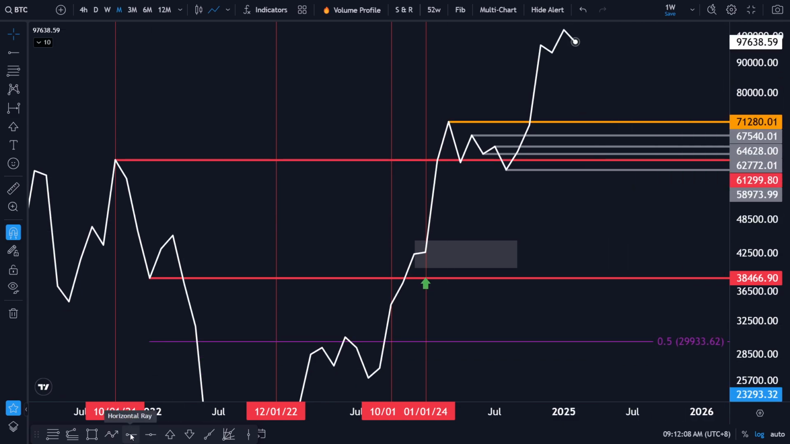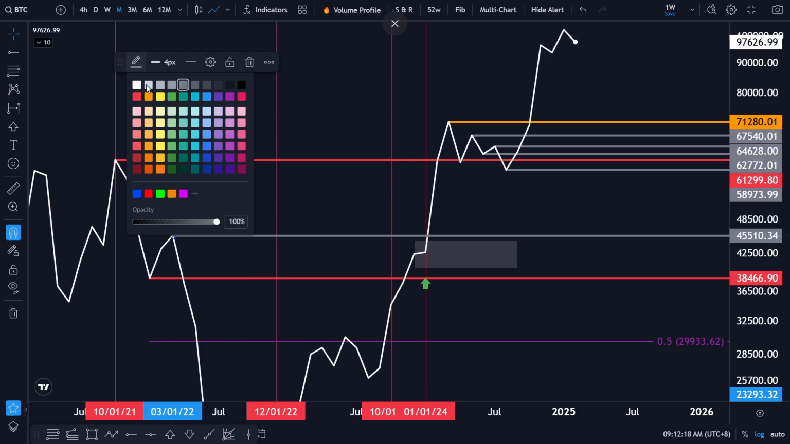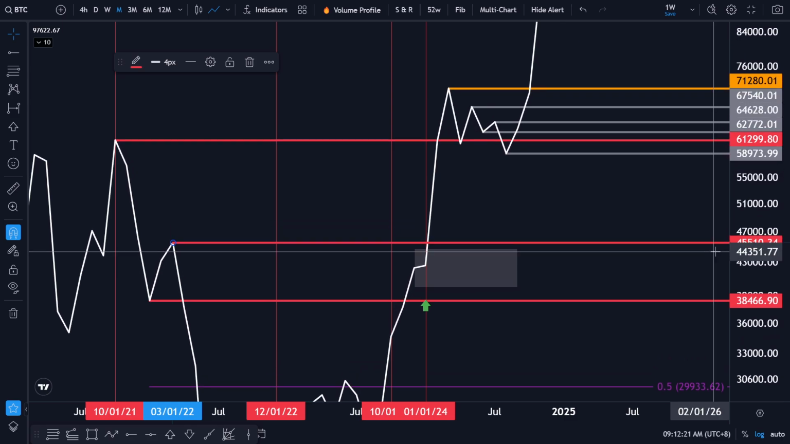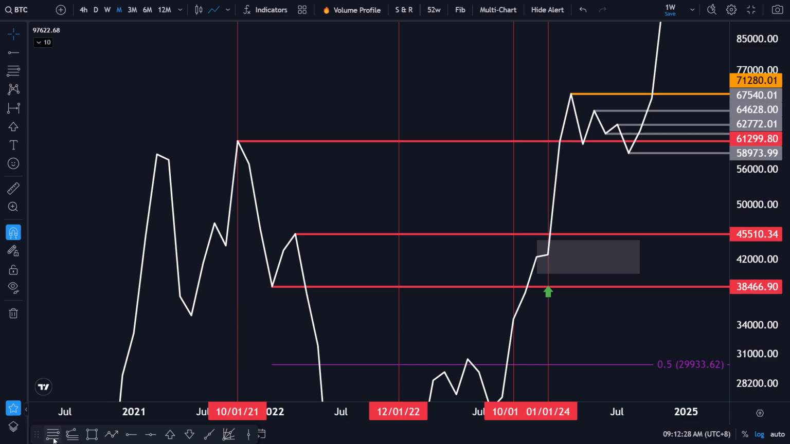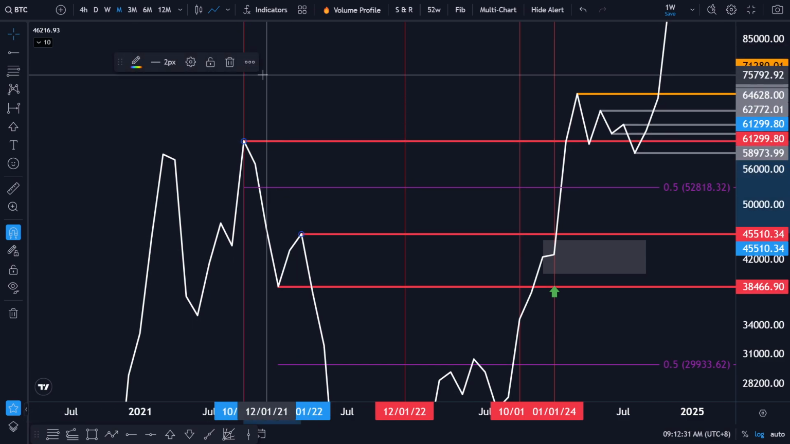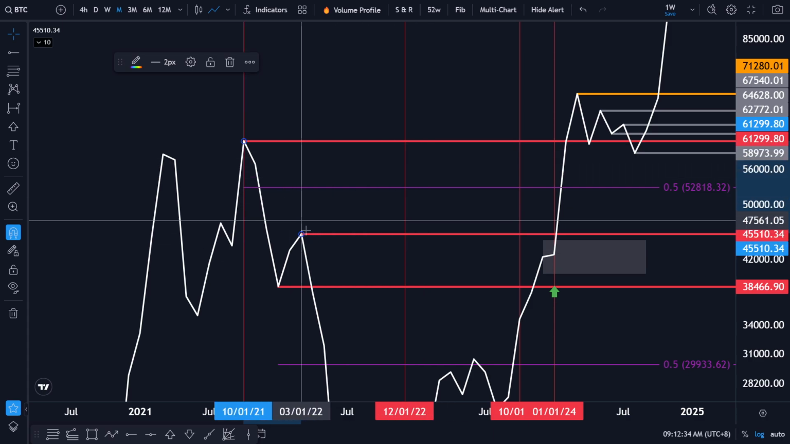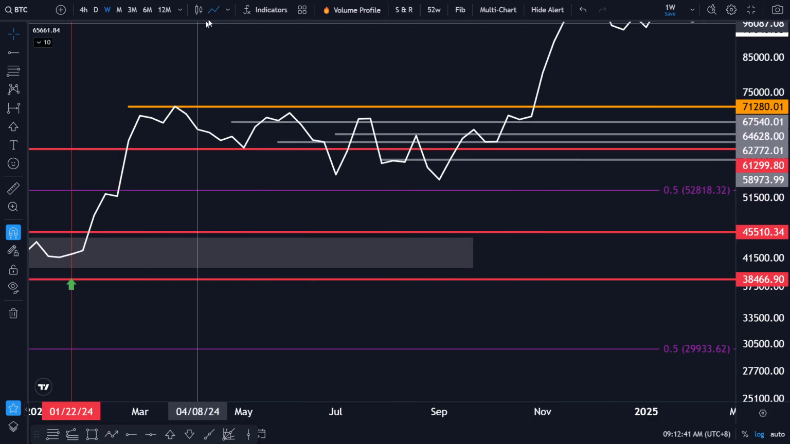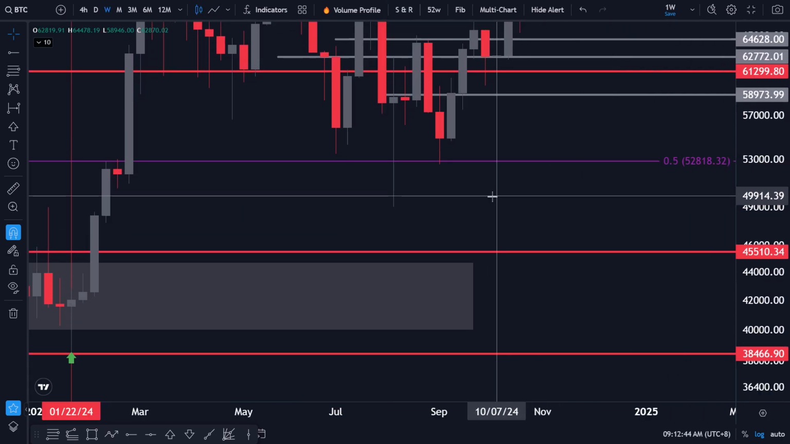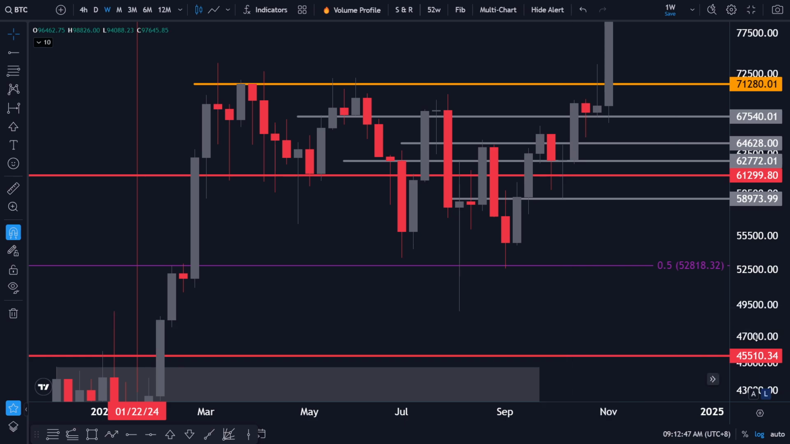So another key area here, besides this 61,300 area, is this. Change it to blue, to red, this 45,000 area. And if we're going to fib from this 61,300 level to the 45,500, go down to the weekly time frame. There you go. You can see that it retested the 0.5 level of the Fibonacci.